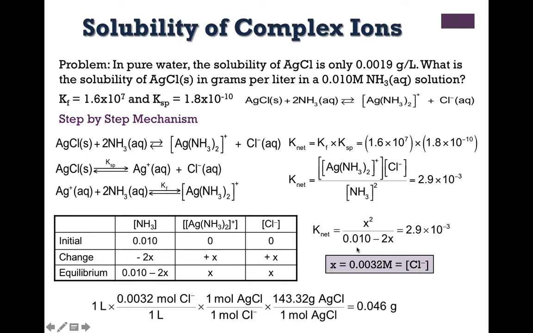We can then solve for x. This did come out to be a quadratic. I would never ask you to do that. I'm just using this as an example to show you how these problems would be solved. Then we can figure out what that chloride concentration would be. Oh, okay, because x is our chloride concentration.